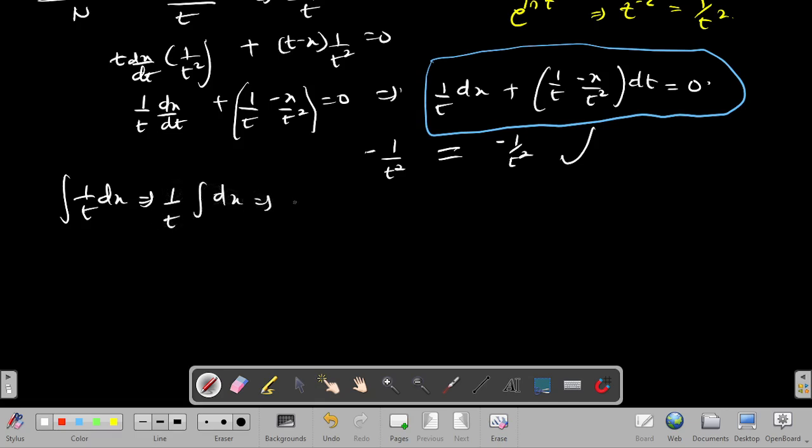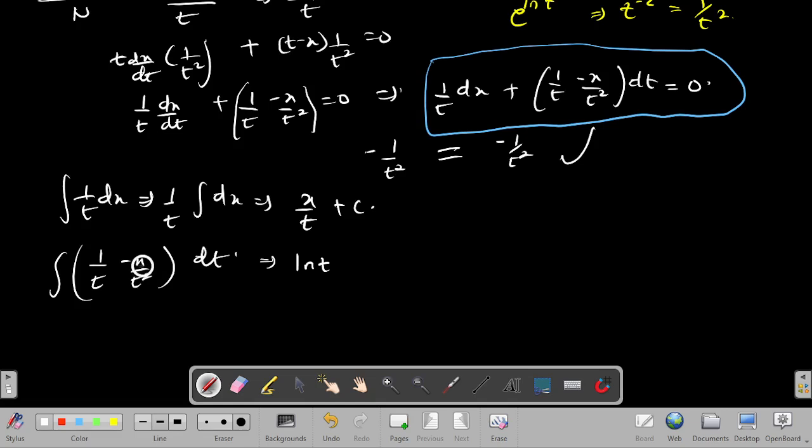And this gives me what? x over t plus c. We put it down. Then we integrate this side too. So integral of 1 over t minus x over t squared. We are integrating this with respect to t. Okay, with respect to t, what are we getting? This becomes what? Ln t. And this becomes, x becomes a constant.